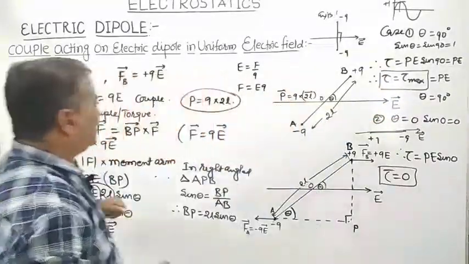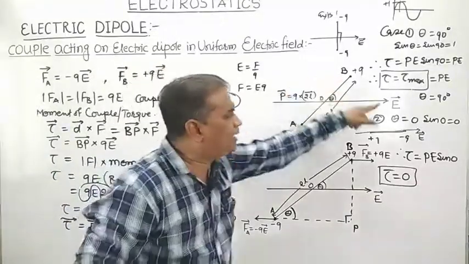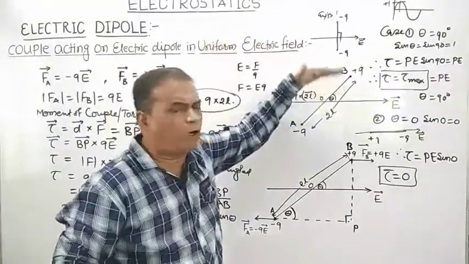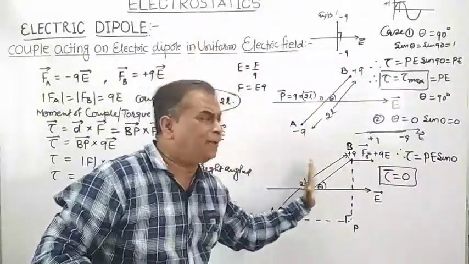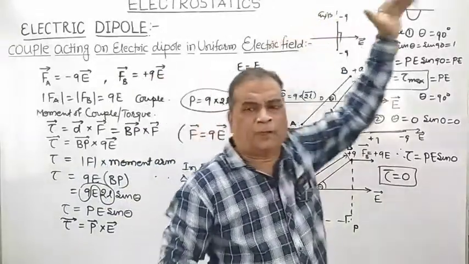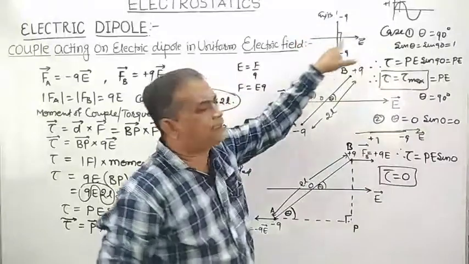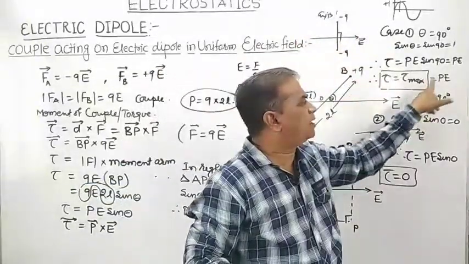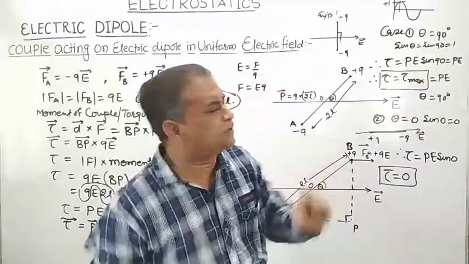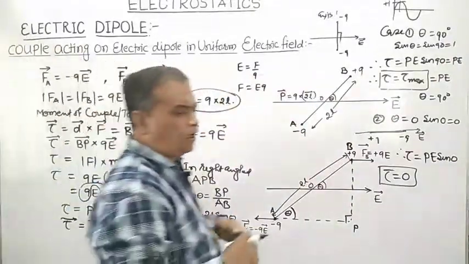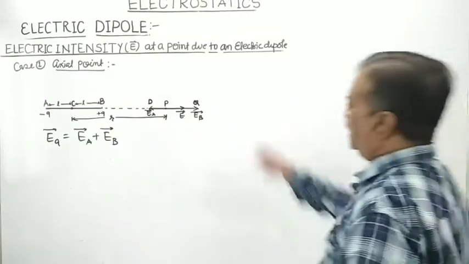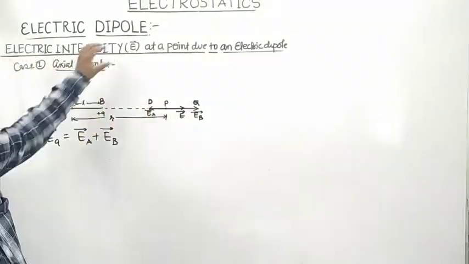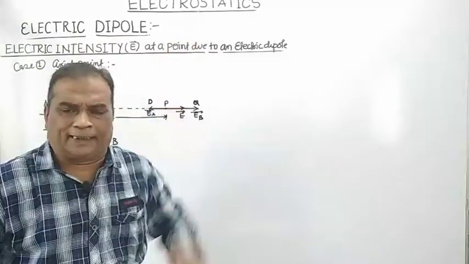So remember, whenever an electric dipole is kept parallel to the direction of electric field, the torque or couple acting on the electric dipole is 0 or minimum, whereas whenever the electric dipole is kept perpendicular to the direction of electric field, the torque acting on it is maximum, and that maximum torque is equal to what? P into E. So this is all about the couple acting on an electric dipole whenever it is kept in a uniform electric field. So let us derive an expression for electric intensity at a point due to an electric dipole.